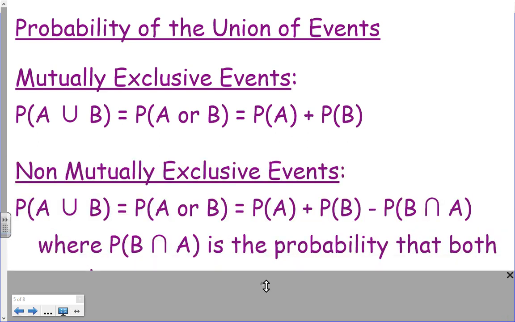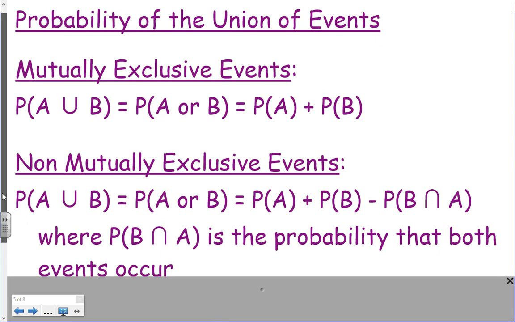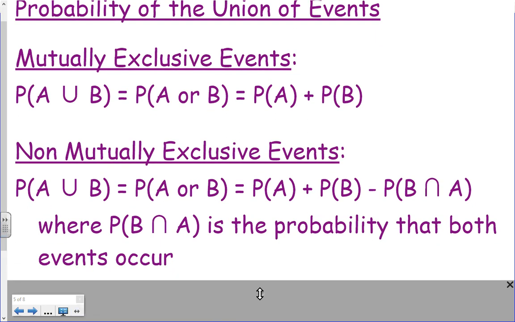Now again, mutually exclusive means that you cannot have the two events occurring at the same time. So on the Venn diagram we just sketched, that would mean that the circles cannot overlap. There would be no intersection of those two.